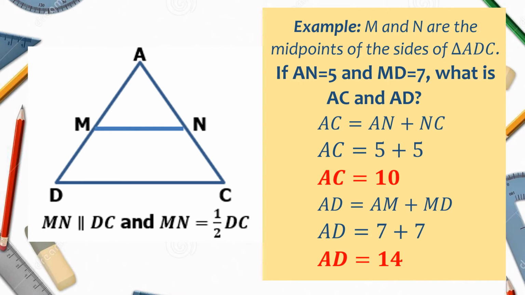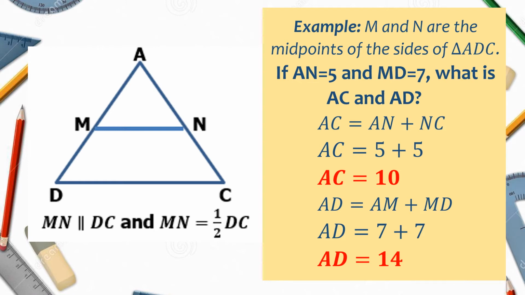For our third example, if AN is equal to 5 and MD is equal to 7, what is AC and AD? Let us solve first for the value of AC. AN came from AC. So, ibig sabihin, kalahati ni AC si AN. If AN is 5, therefore, NC is also 5. So, we have AC equals AN plus NC, which is AC is equal to 5 plus 5. Therefore, AC is equal to 10.